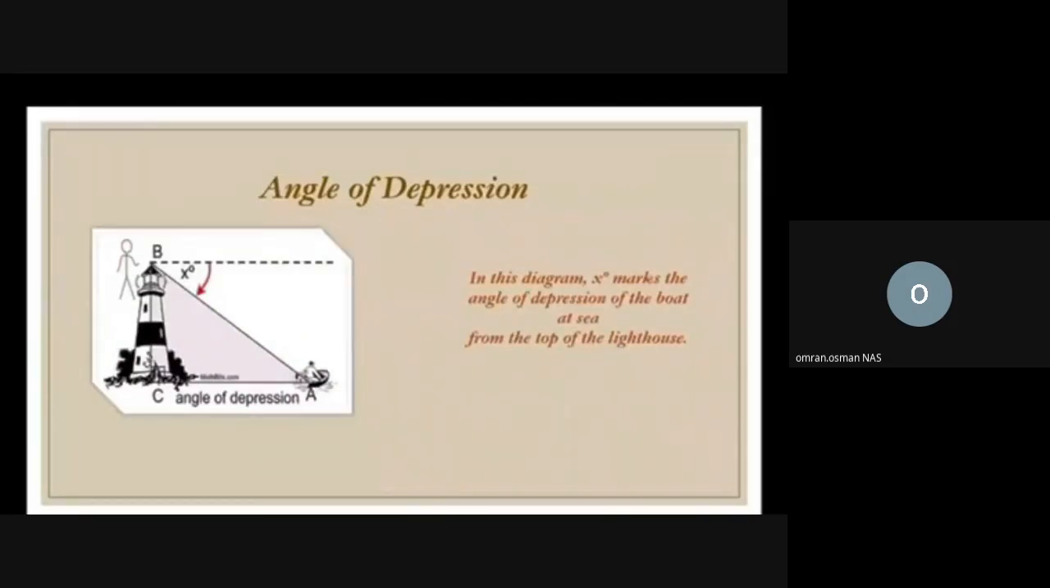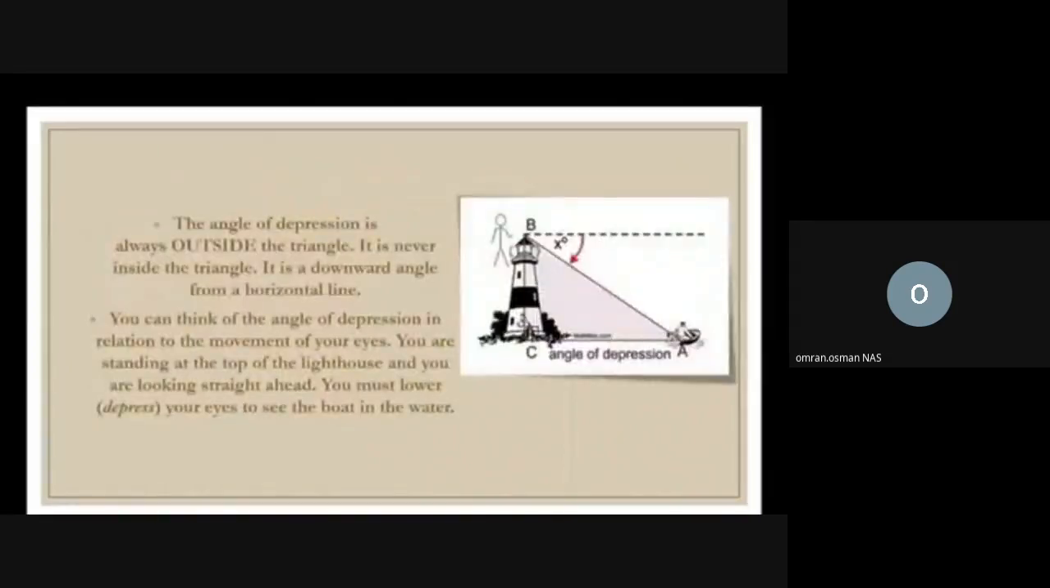The angle of depression. In this diagram, X marks the angle of depression of the boat at sea from the top of the lighthouse. The angle of depression is always outside the triangle. It's never inside the triangle. It's a downward angle from a horizontal line.